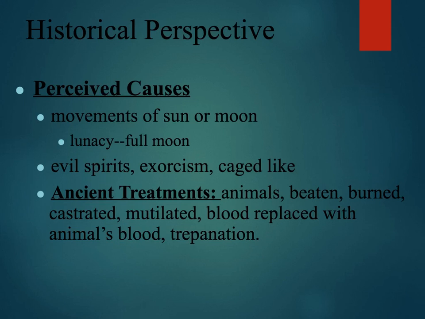Or maybe you might be caged like an animal and poked with a hot rod or something. Or torture. Torture was a usual treatment. For example, they might bleed animals and force you to drink the blood, maybe cleansing your own blood. They would beat you. They might burn you. They possibly might castrate or mutilate you in other ways. Bleeding. They might extract blood from you.